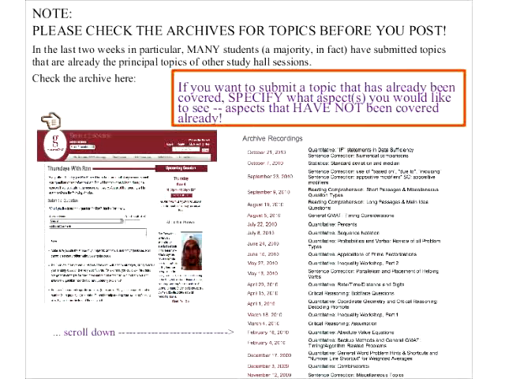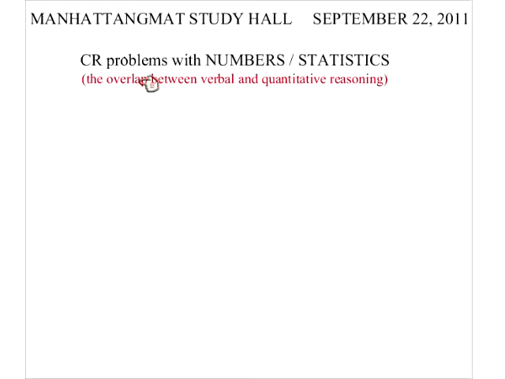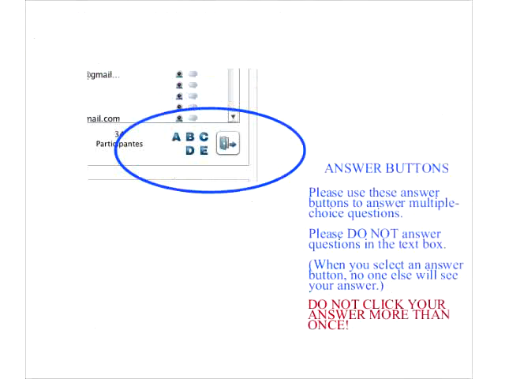Okay. So again, for those of you who are just getting here, today's topic is critical reasoning problems with numerical or statistical statements in them. We're going to get started on these and see what kinds of general ideas we can draw from them. Also note, if you're an old-timer here, you already know this, but there are now answer buttons on your left that look like that.